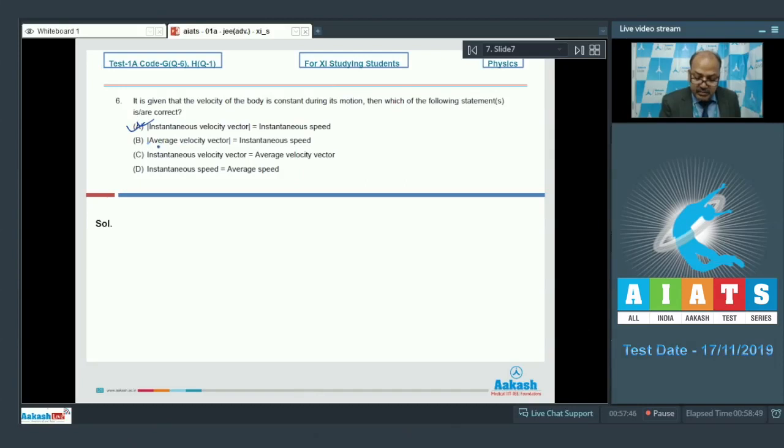Let's look at option B now. It says the modulus of average velocity vector is equal to instantaneous speed. Now when velocity is constant, the average velocity is the same as the instantaneous velocity at any time, which is equal to the instantaneous speed. So option B is also correct. Let's look at option C. It says the instantaneous velocity vector is equal to the average velocity vector. That is also correct because the velocity is constant, so its average value and its instantaneous value will be equal, and the average speed will also be equal to the instantaneous speed. So option D is also correct. That means for question 6, all 4 statements are correct. Let's move to the next question now.